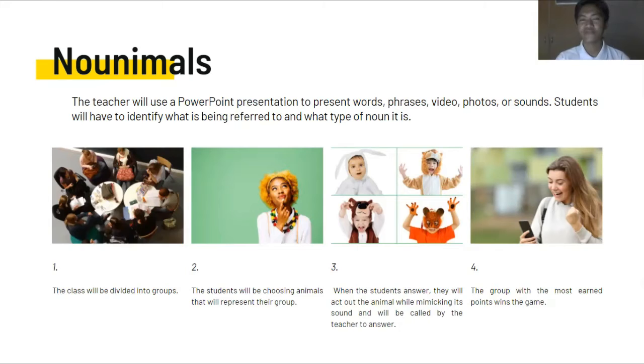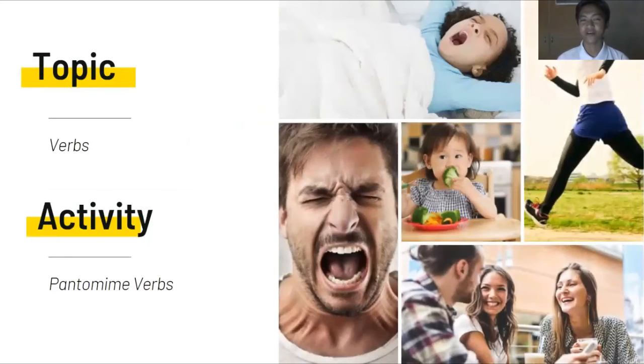Now, let's proceed with my next innovative strategy. My next innovative strategy talks about verbs. It is called pantomime verbs.